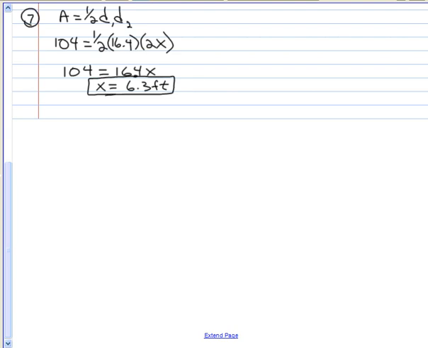Is that our last together? Oh, it is. Now you guys get to have fun. Page 793, 1 through 26.